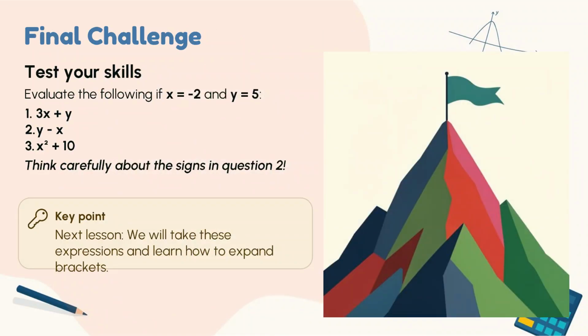Let's finish with a final challenge. Evaluate the following if x equals -2 and y equals 5. First, 3x plus y. Second, y minus x. Third, x squared plus 10. Pause the video and try all three. Be especially careful with question 2, because subtracting a negative number can be tricky.